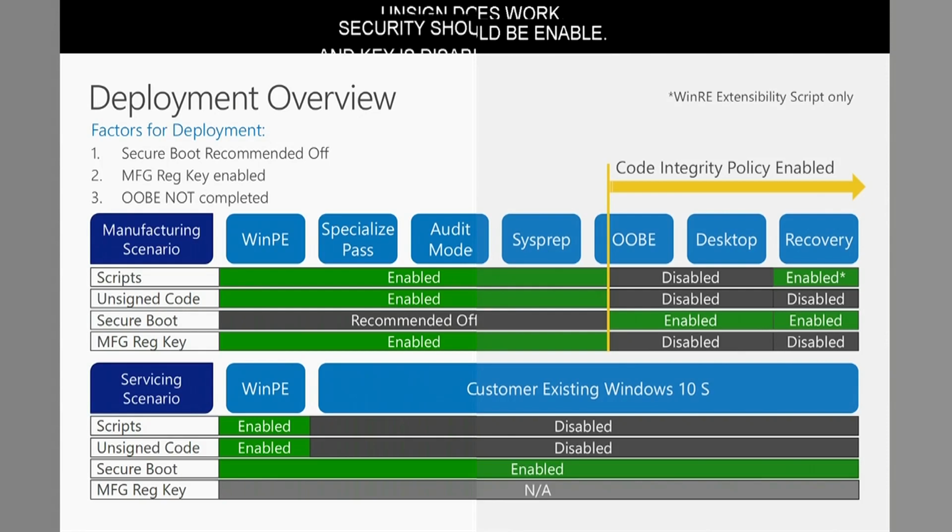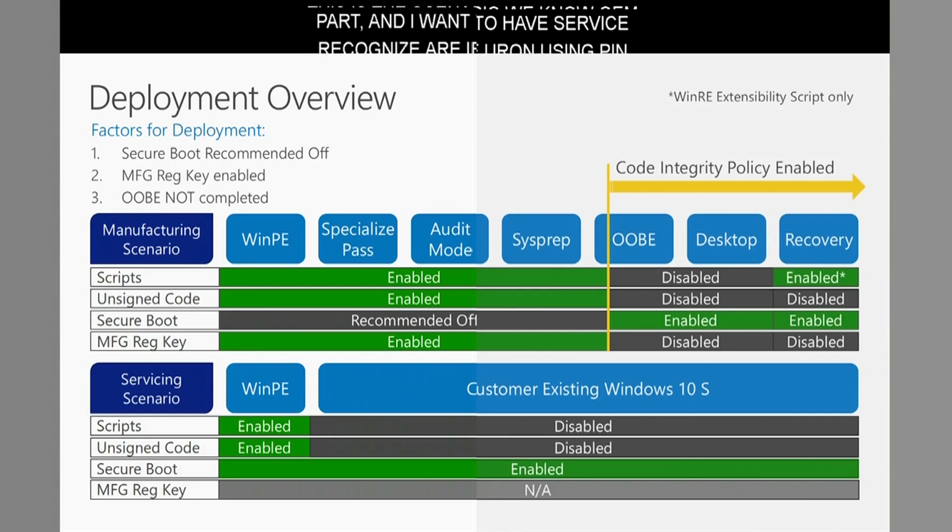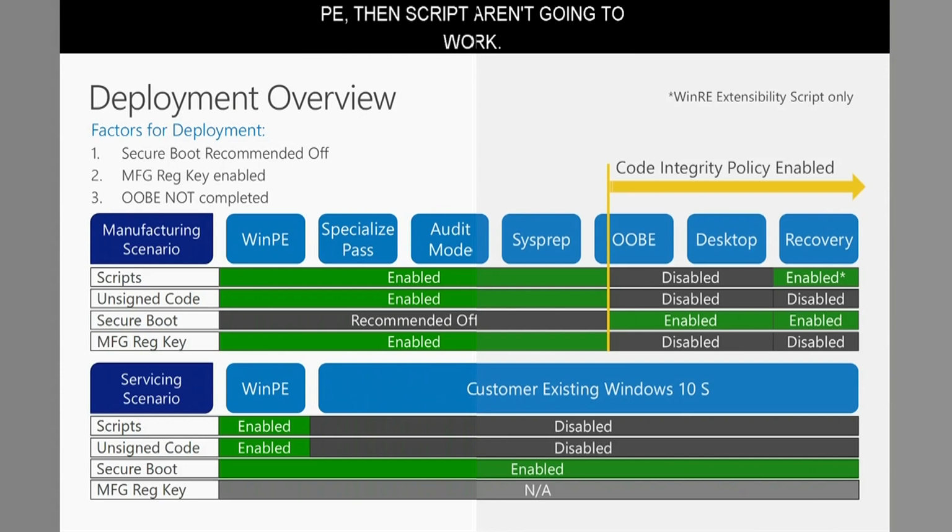There's a servicing scenario we know. So there's an OEM partner who wants to have servicing. If you're using WinPE, then script and unsigned code work. The manufacturing registry key is not applicable because this is not the manufacturing scenario. Once going to the customer's existing Windows, script and unsigned code are disabled and secure boot is enabled. That's how you can, for example, test the Windows 10 system here, because you can run the script and the unsigned code. And then once we go into the after UBI, this will be only the recovery and the WinPE.